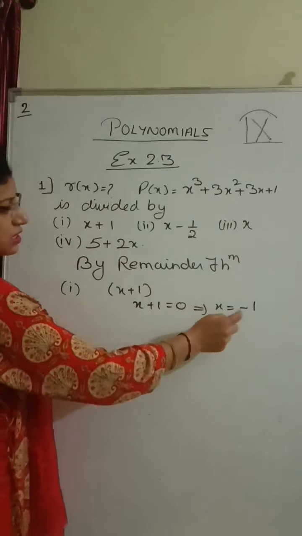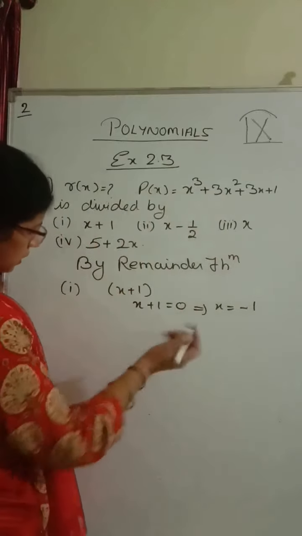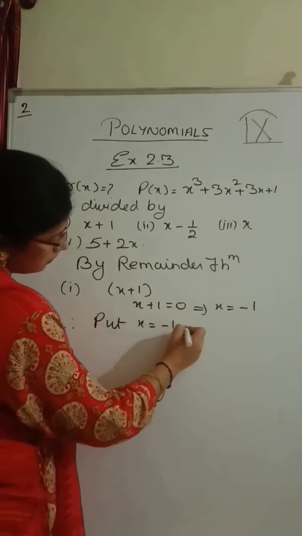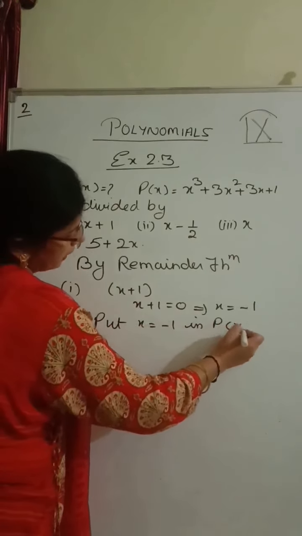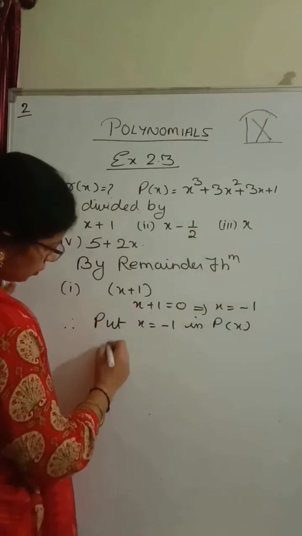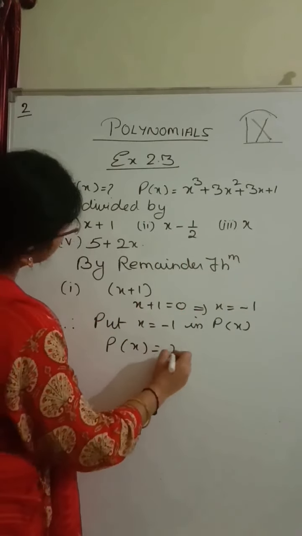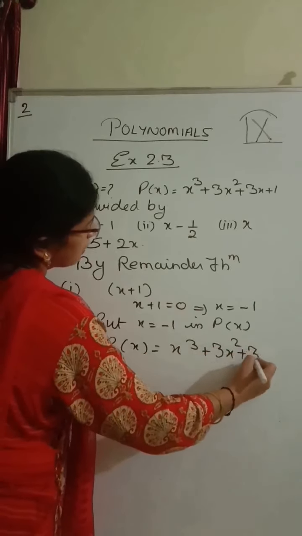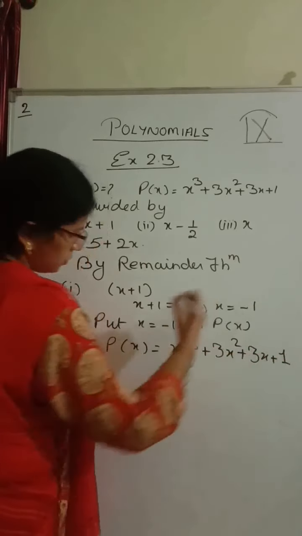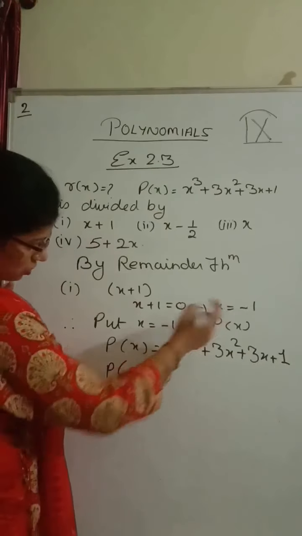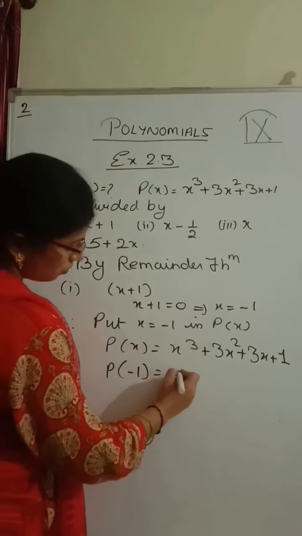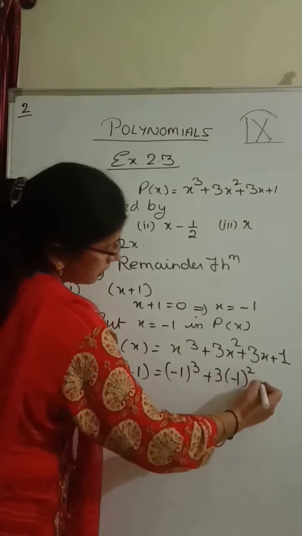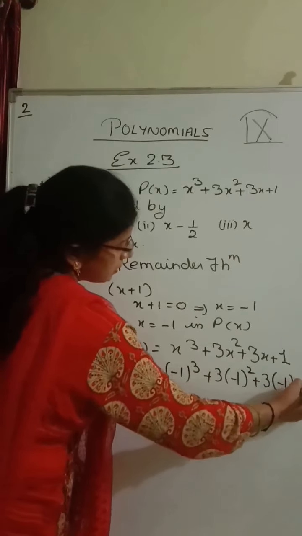So let us put x equals minus 1 in this polynomial. So, put x equals minus 1 in p of x. What is p of x? x cube plus 3x square plus 3x plus 1. So p of minus 1 equals minus 1 cube plus 3 into minus 1 square plus 3 into minus 1 plus 1.